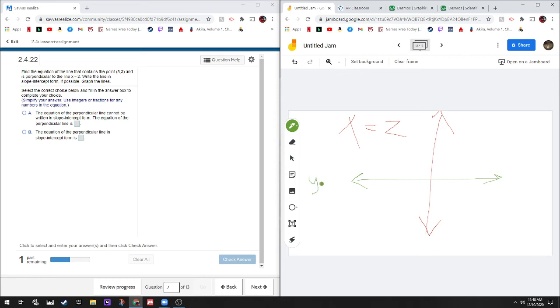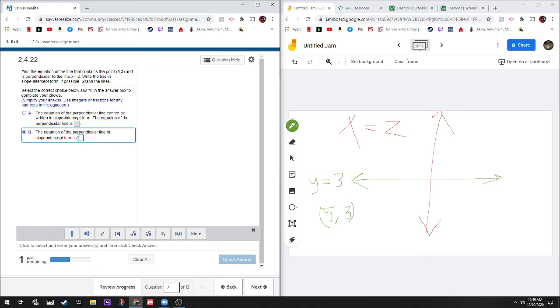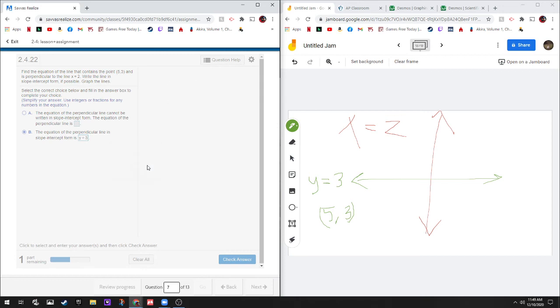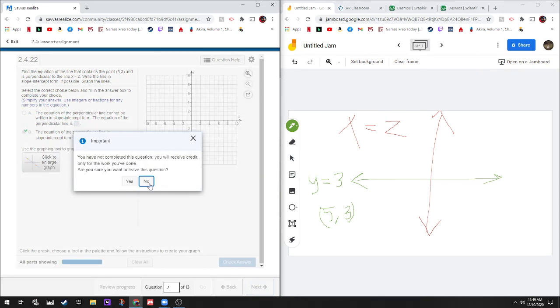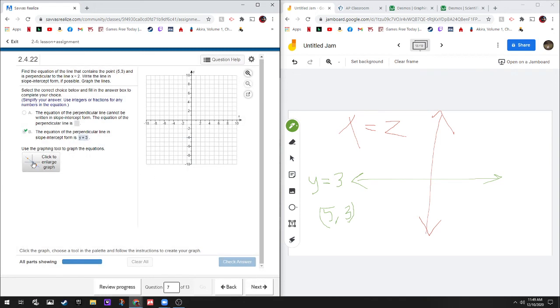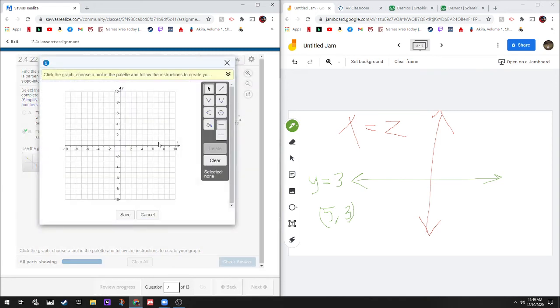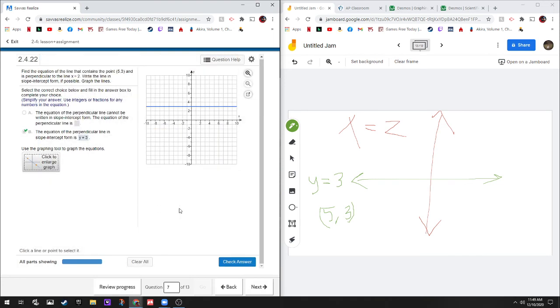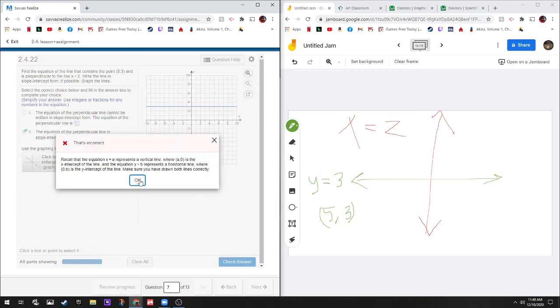So now we just need to have this say y equals a y value. Well, which y value? Well, our point is 5, 3. Which one of those is the y value? So I can write this in slope-intercept form. I can write y equals 3. I have not completed the question. Oh, I have to graph it. So y equals 3. I should just go to 3. Boom, boom, boom. I'm wrong.